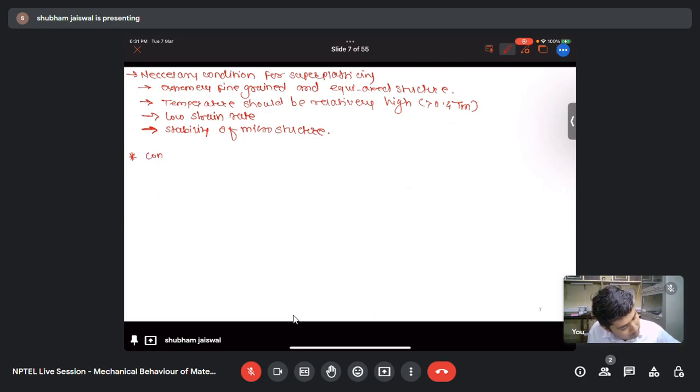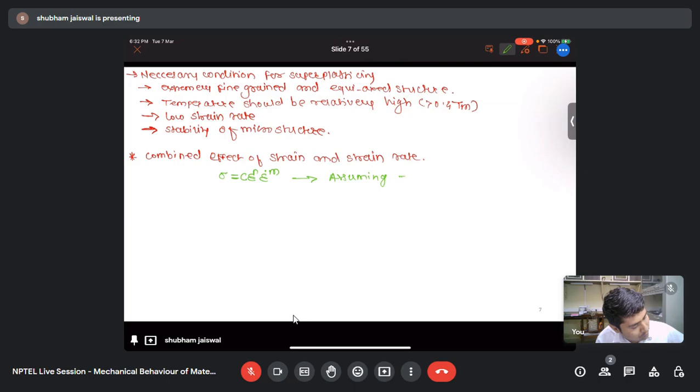Then after this, we have seen the combined effect of strain and strain rate on flow stresses. And what is the necessary condition for this case? We are assuming the temperature remains constant. So the equation is given by sigma equals C epsilon to the power n and strain rate to the power m, assuming T is constant.